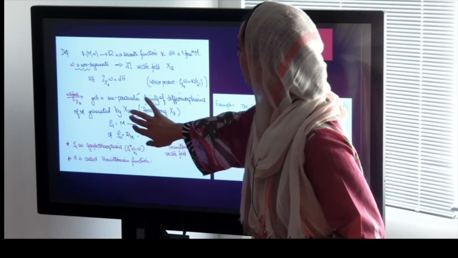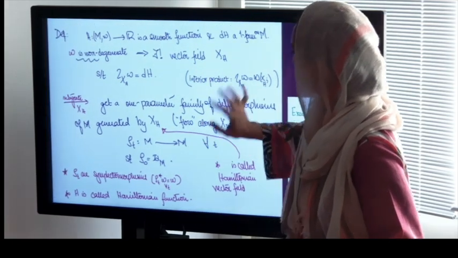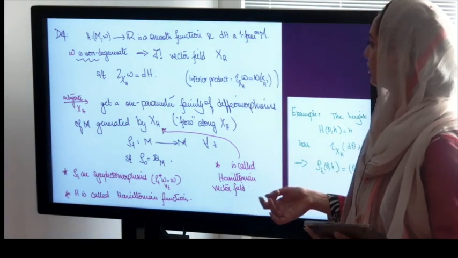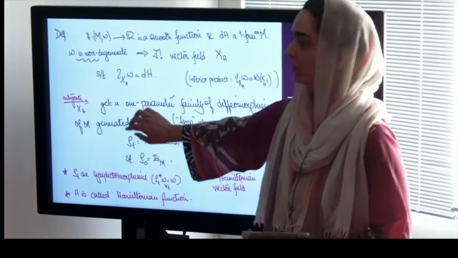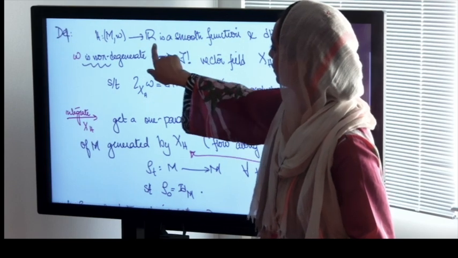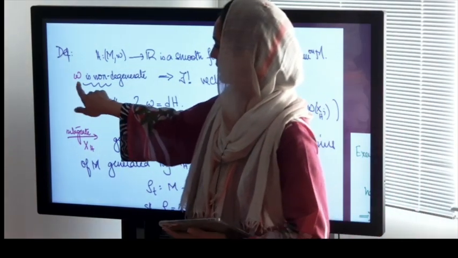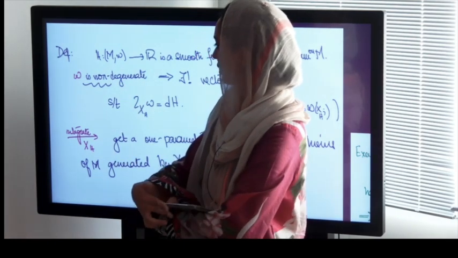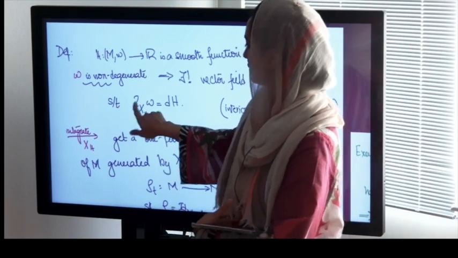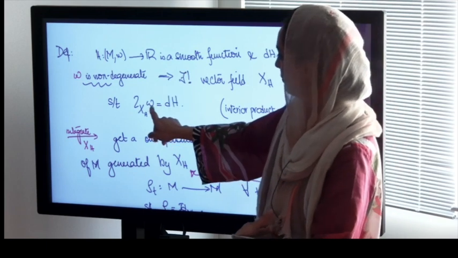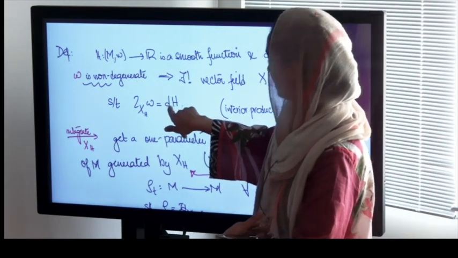So here's what I want to tell you. To be able to move objects, to do some dynamics on a symplectic manifold, we need a smooth function on the manifold. So H is a map from the symplectic manifold M to R, the smooth function, and dH, its exterior derivative, is a one-form on M. And since omega, the symplectic form on M, is non-degenerate, this implies that there is a unique vector field, which we denote by X_H, such that when you contract omega with respect to this vector field, you get exactly that one-form, the exterior derivative of the smooth function H.